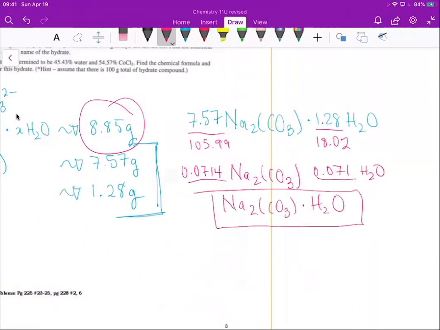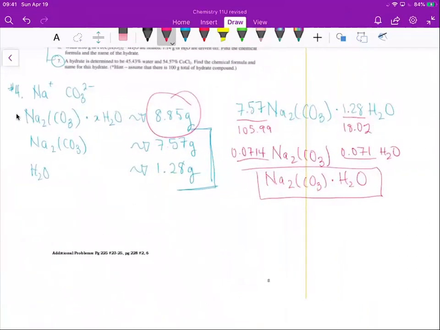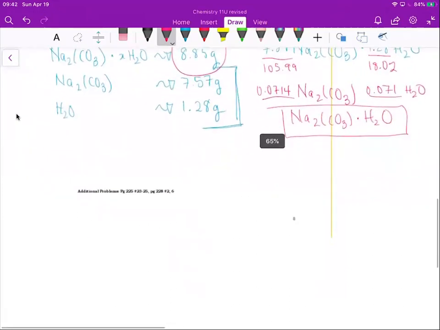Okay. Now, the reason why I'm doing number 7, a hydrate is determined to be 45.43% water and 54.57% cobalt chloride. Find the chemical formula and name for this hydrate. And it says, hint, assume that there is 100 grams because it's very similar to molecular formulas.